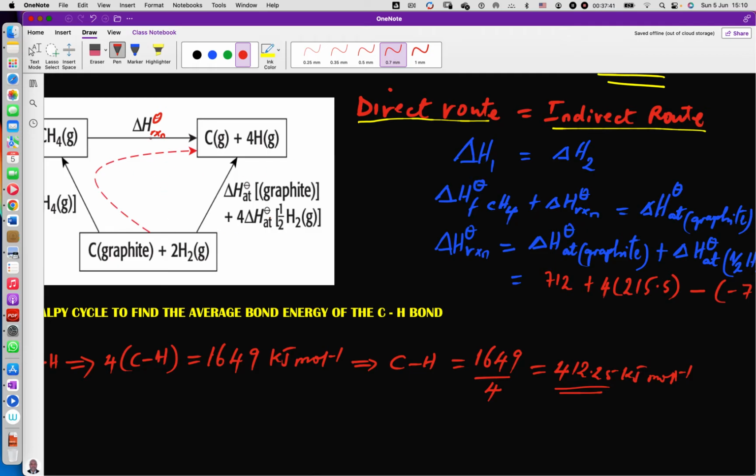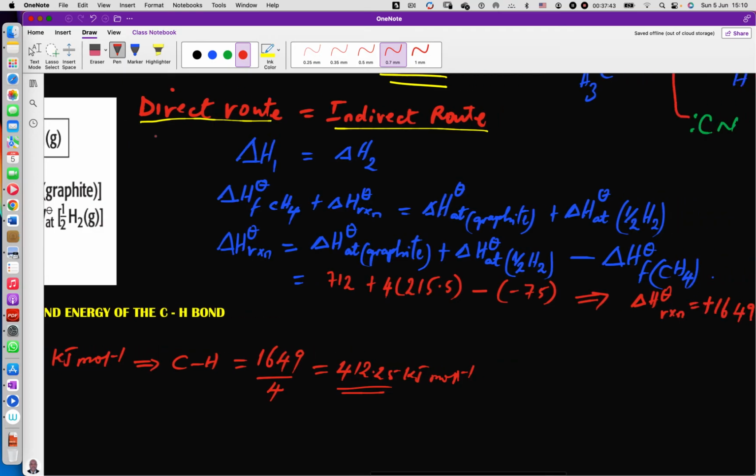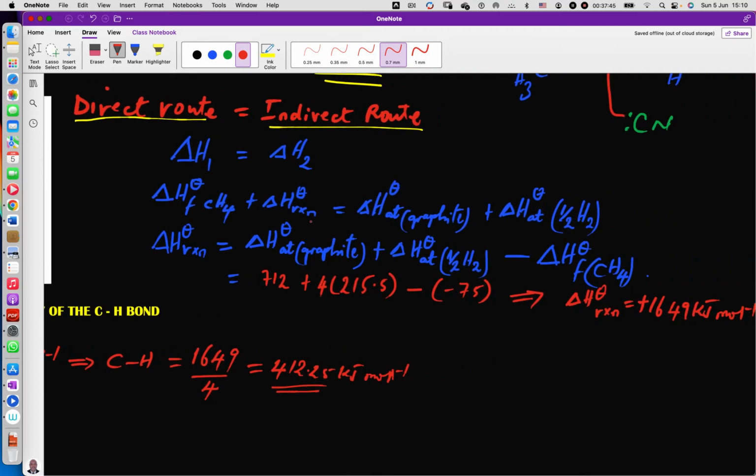What we are looking for is the enthalpy of reaction. Rearranging this equation, the enthalpy of reaction will be the enthalpy of atomization of graphite plus the enthalpy of atomization of hydrogen minus the enthalpy of formation of methane.